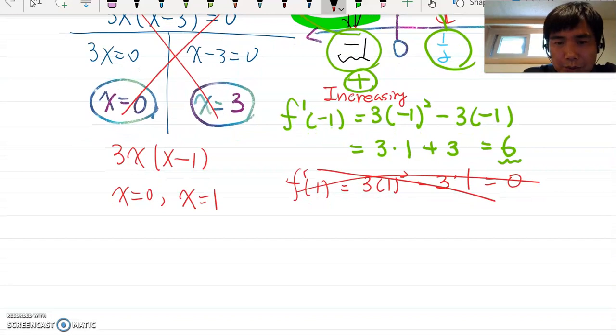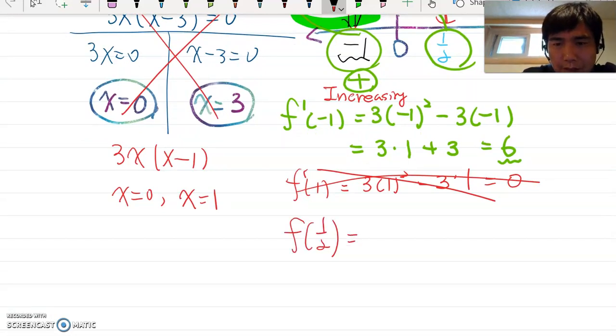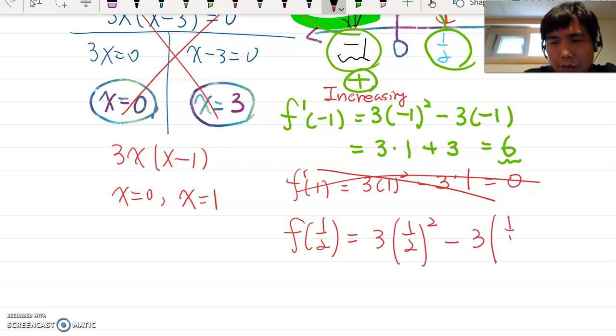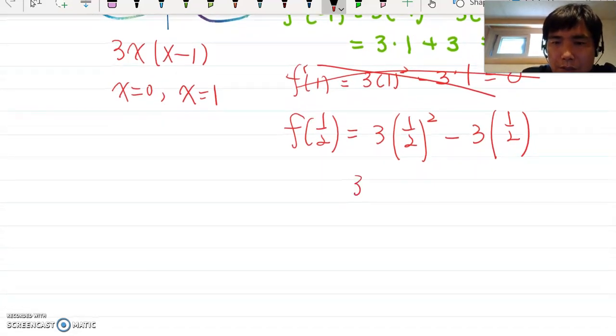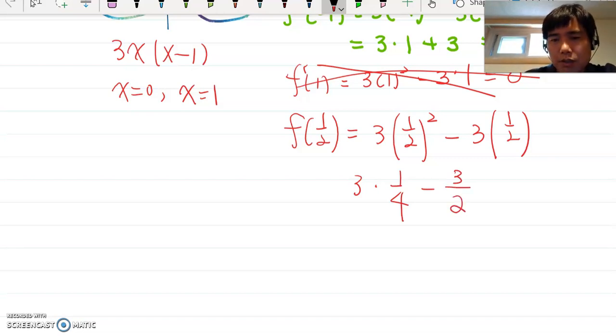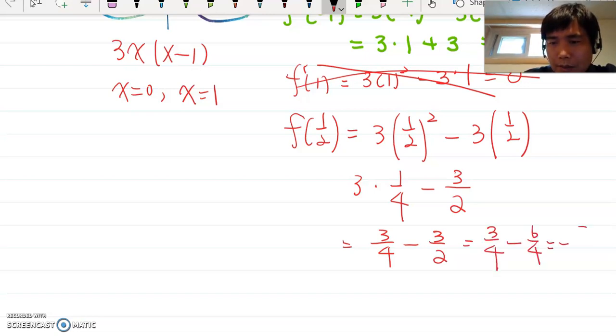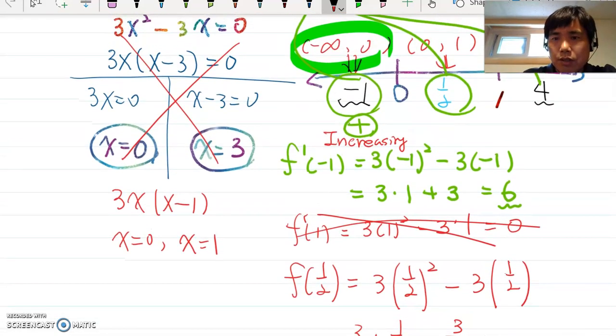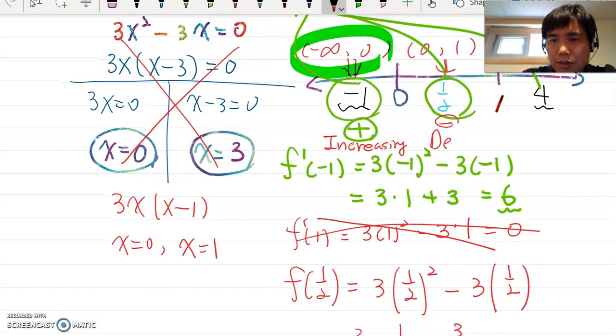Okay, so f prime of 1/2. Then this becomes 3 times 1/2 squared minus 3 times 1/2. It means 3 times 1/4 minus 3/2. So 3/4 minus 3/2 equals 3/4 minus 6/4, so negative 3/4. So we got negative. Negative means minus. Minus means decreasing. Okay, so this interval I can say decreasing.